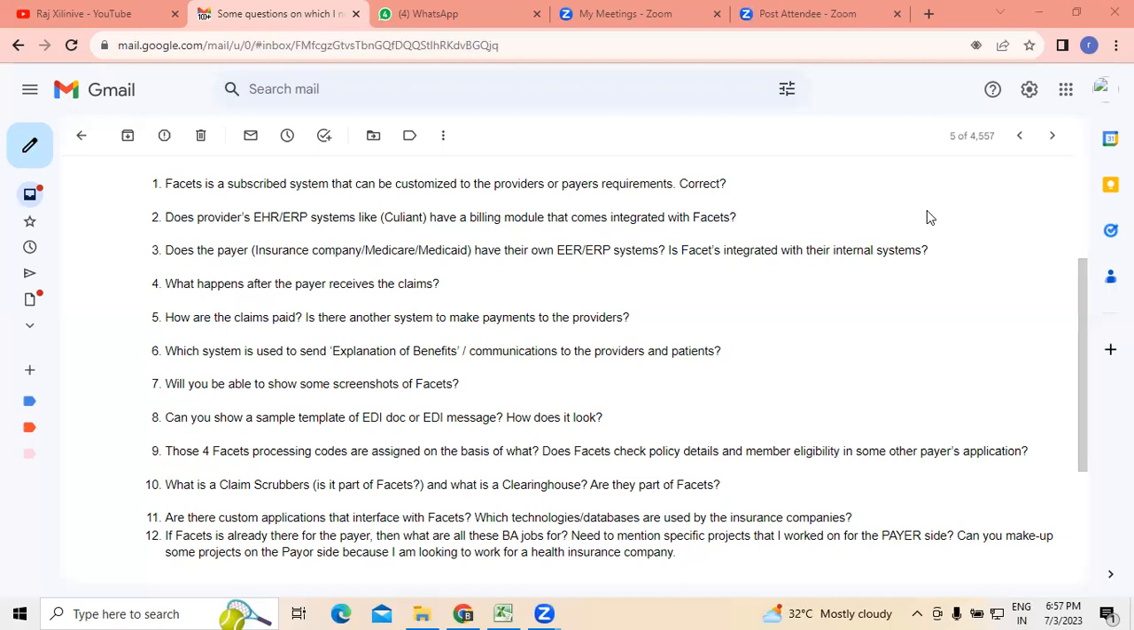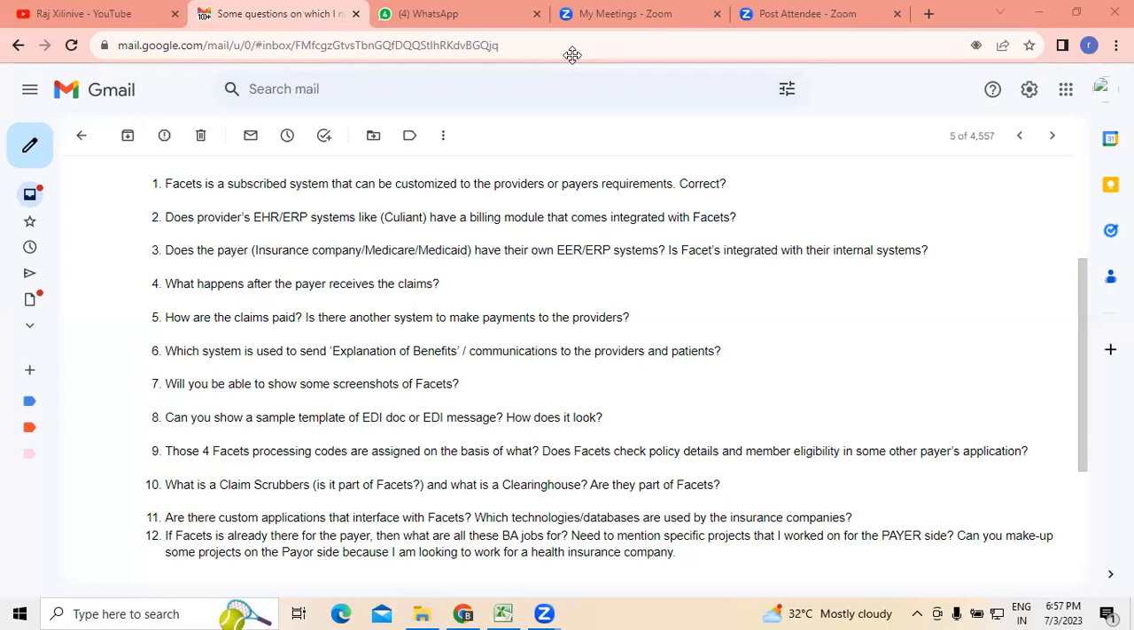Okay, this is point number 1. Point number 2, you need to understand this from another point of view. For example, there is another application called QNext. QNext is also a claim processing application. Let's say, for example, someone is using QNext.